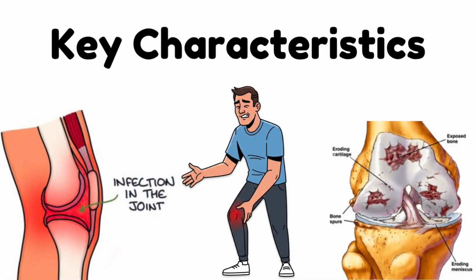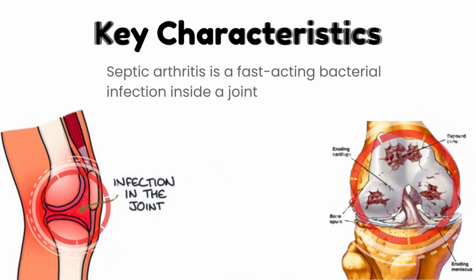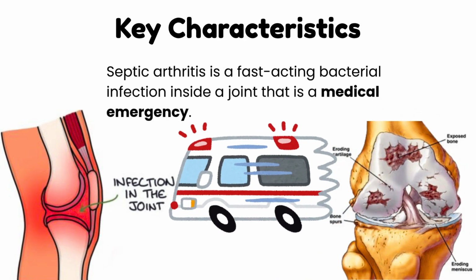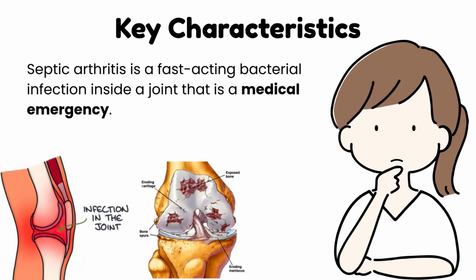Key characteristics of septic arthritis. Septic arthritis is a fast-acting bacterial infection inside a joint. That is a medical emergency. It has the following key characteristics.